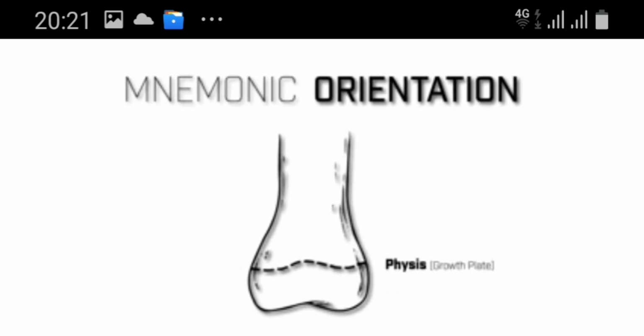The thing to remember about using this mnemonic is that the distal portion of the bone is always facing downward, or inferior to the growth plate, and the metaphysis is always superior to the growth plate. This is important because the mnemonic depends on this orientation. Okay, so going into this in more detail.